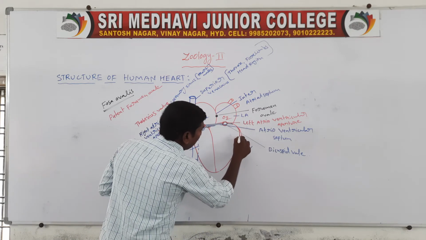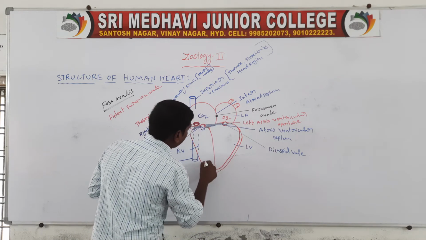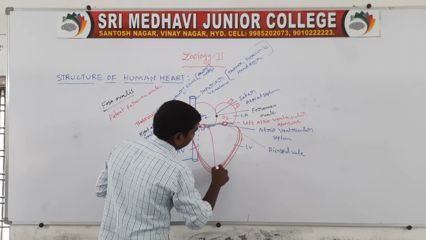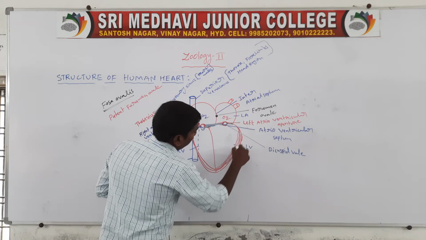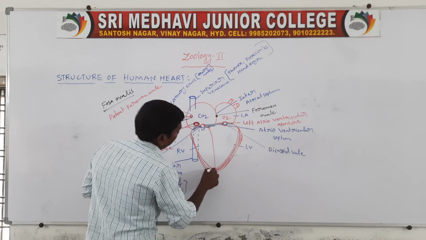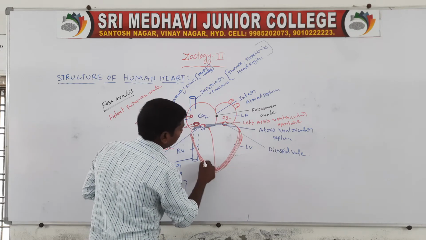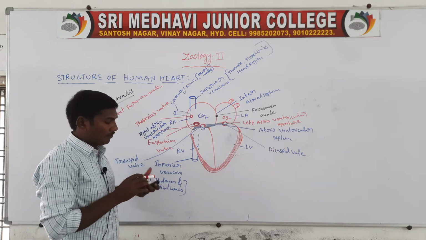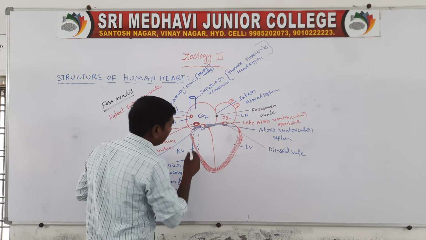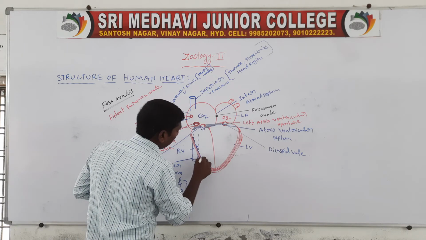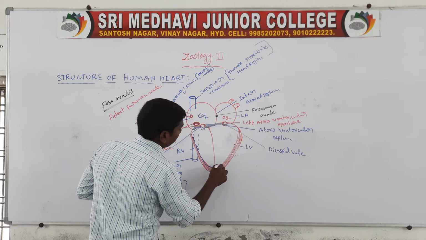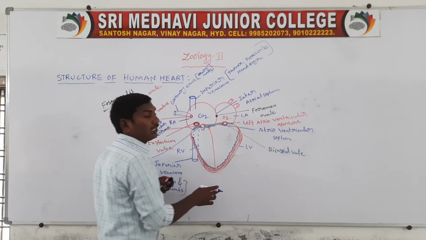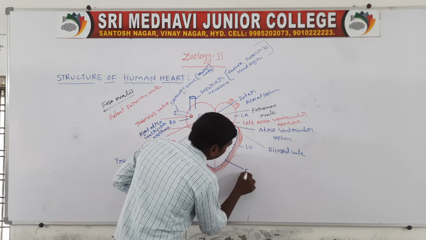Next one, the ventricular walls. The left ventricular wall is thicker than the right ventricular wall. The inner side of the ventricles contains muscular ridges. These muscular ridges are called the columnae carneae.